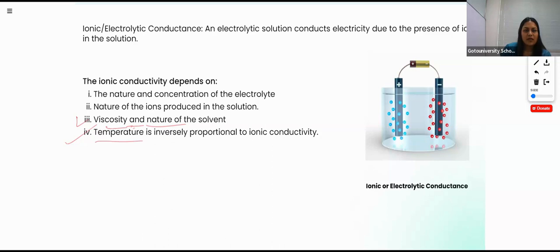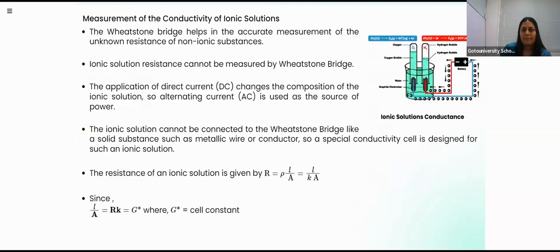Then we discussed temperature, which is inversely proportional to the ionic conductivity. Now let us move on to how we measure the conductivity of an ionic solution, or how we calculate the ionic conductivity. To understand this, first we need to discuss what a cell constant is.